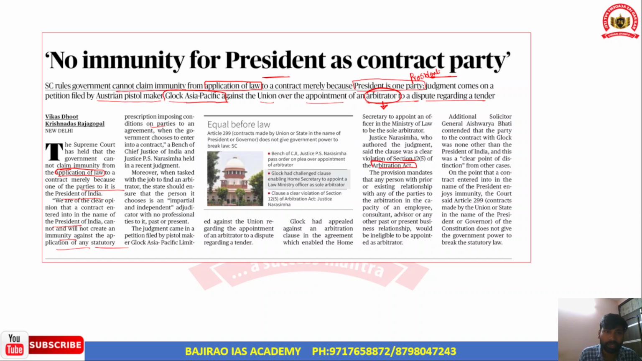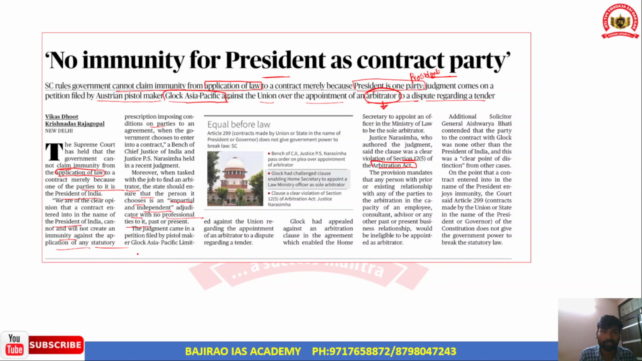Apart from that, the Supreme Court also says that when tasked with a job to find an arbitrator, the state should ensure that the person it chooses is an impartial, independent adjudicator with no professional ties to either of the parties. The arbiter should be independent, impartial, and should not have ties with any of the parties.